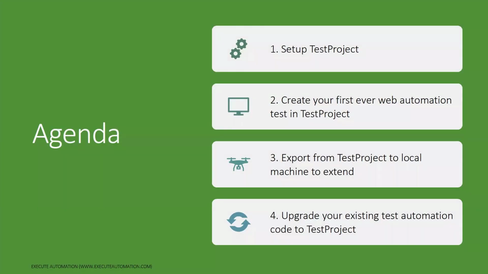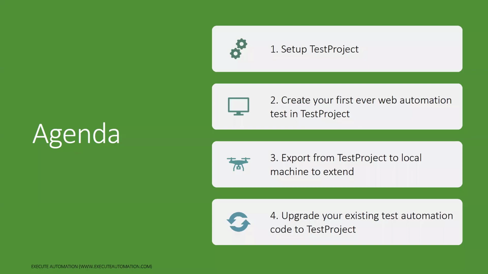So the agenda is going to look something like this. As you can see, we're going to do a quick setup of TestProject, and then create the first ever web automation test in TestProject using the platform in the browser. We can also export the code which we have recorded in TestProject to our local machine, and we can extend that. And we can also upgrade the existing test automation code to TestProject.